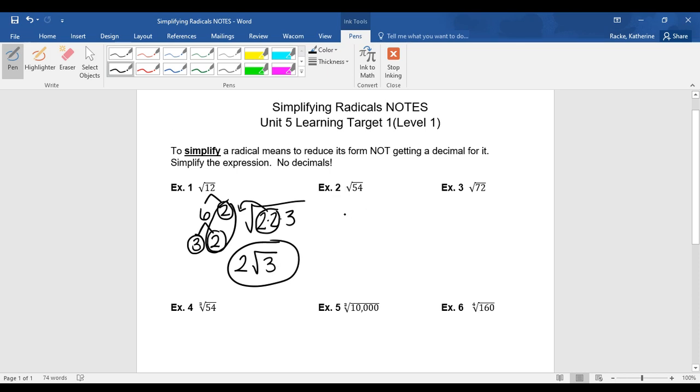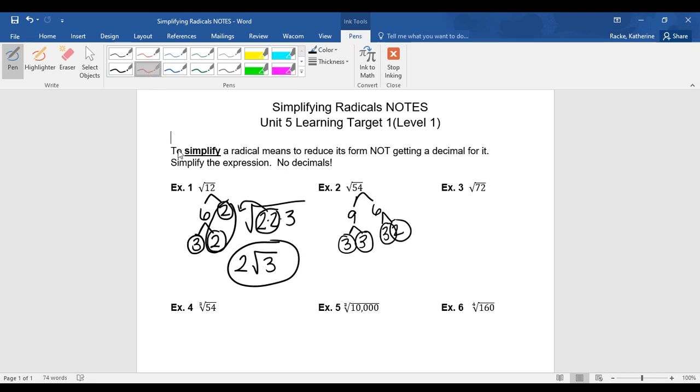All right, example 2. Breaking it down, what multiplies to give me 54? If it's an even number, you can always divide it by 2. If something you just know, like I know that 9 times 6 will multiply to give me 54. 3 times 3 will multiply to give me 9. Those numbers are dead because nothing multiplies to give me it besides that number and 1. And then 3 times 2 here.